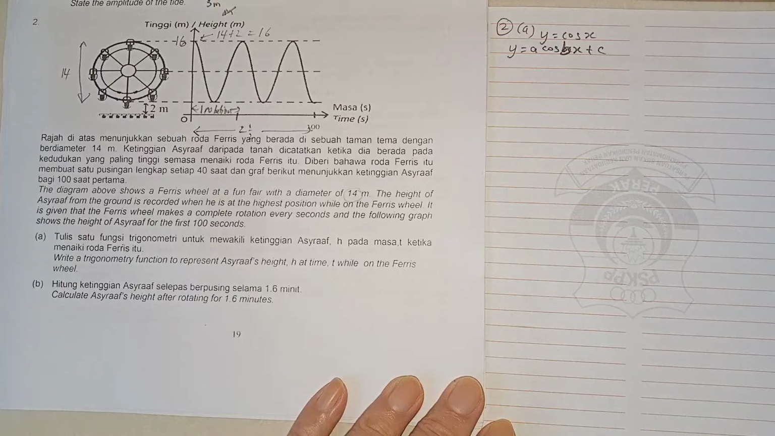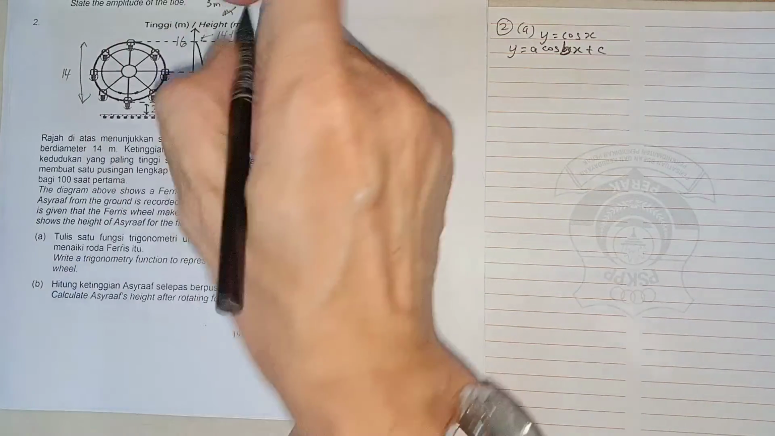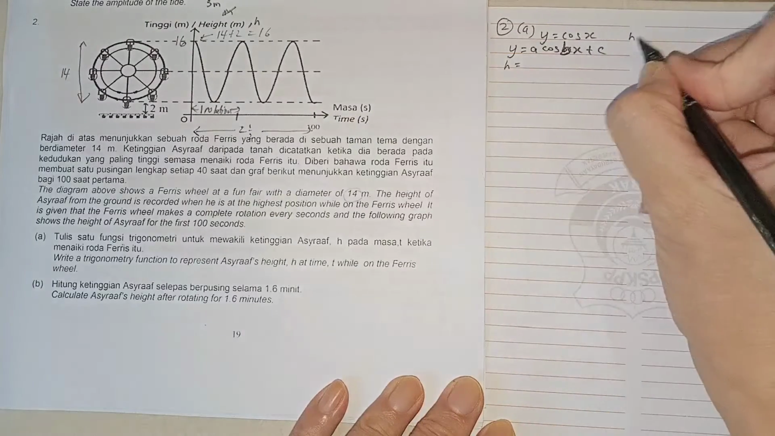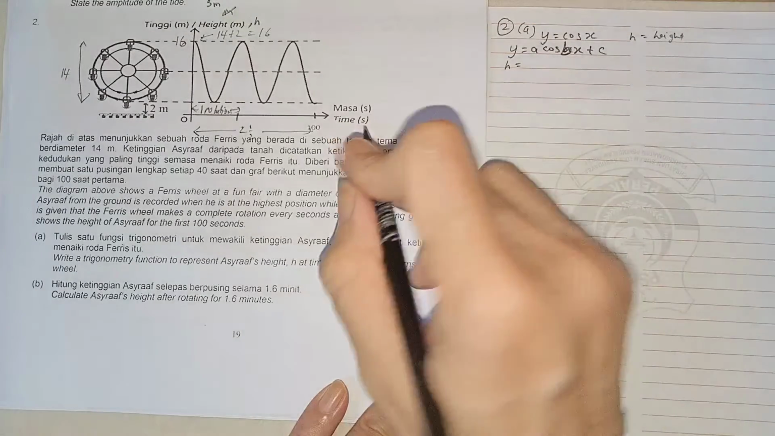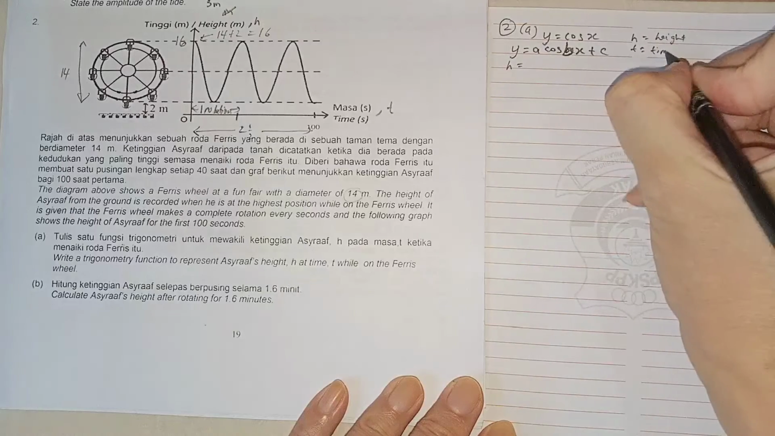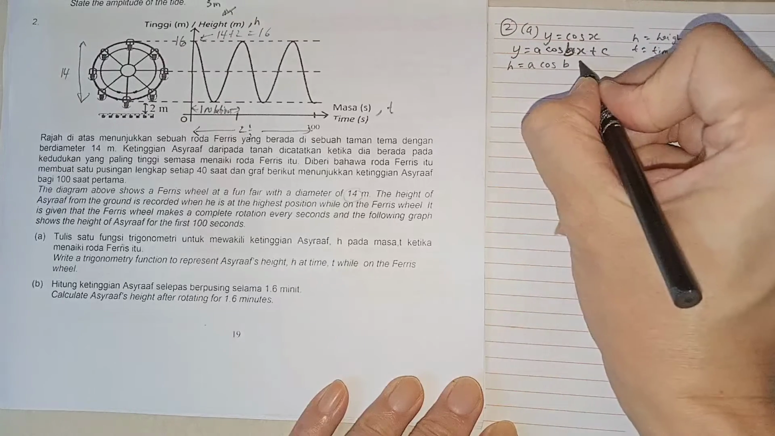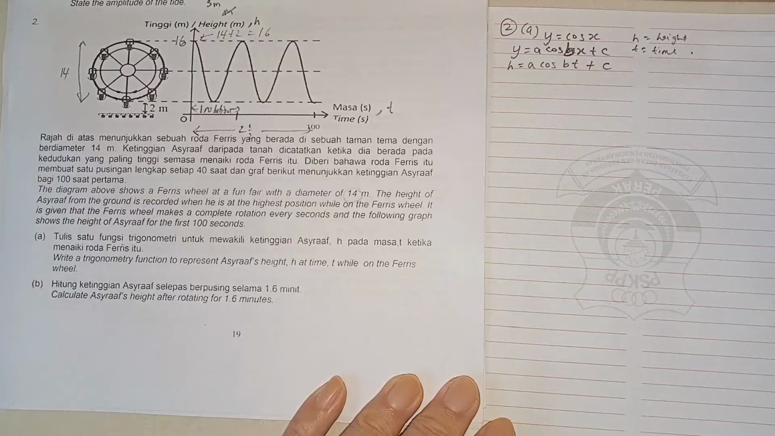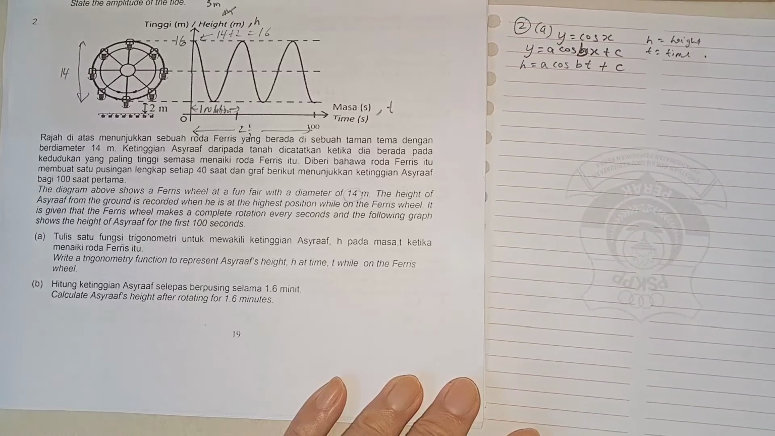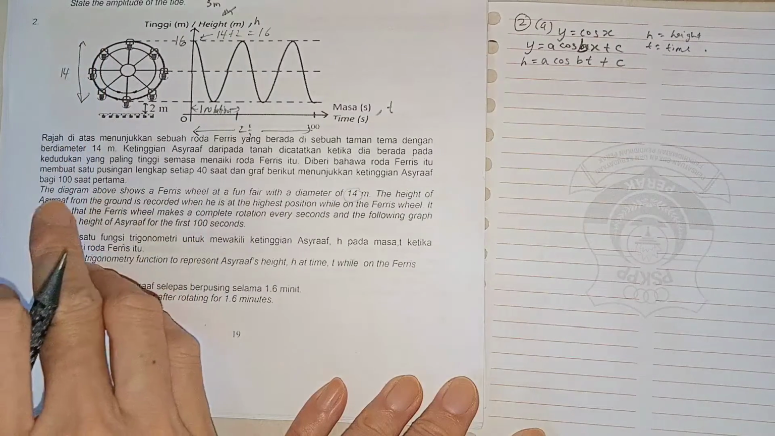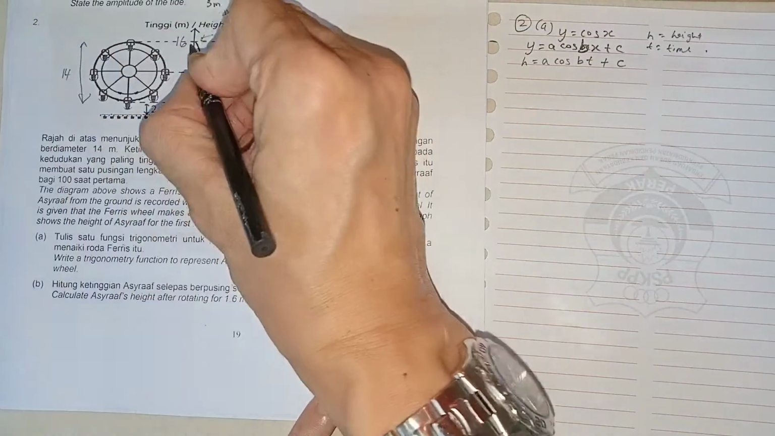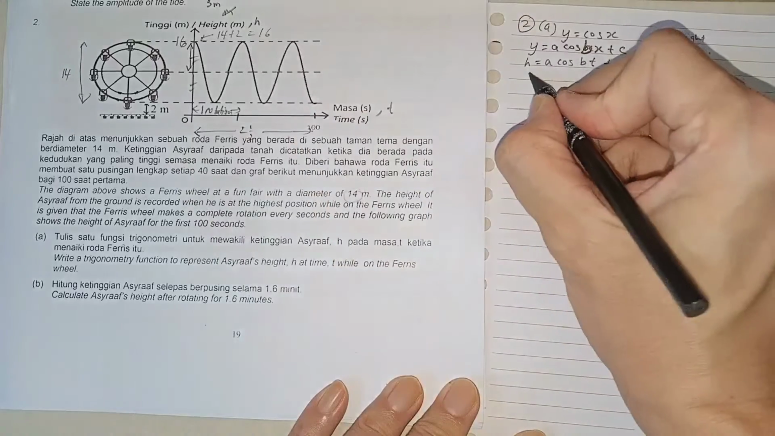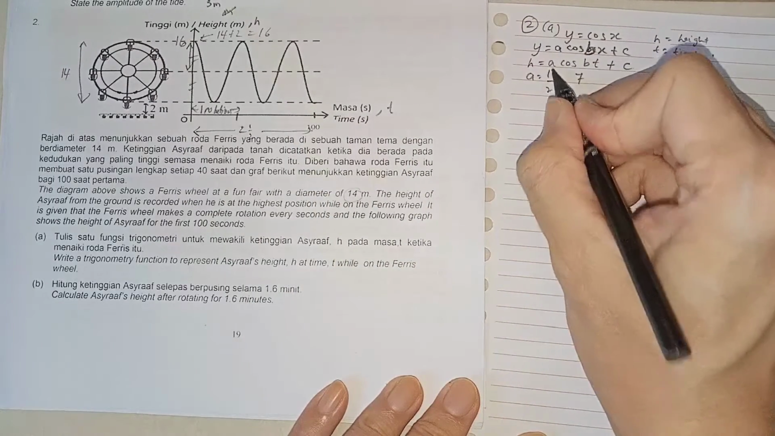Okay, let's say h is height, and t is time. So we have h equal to a cos(bt plus c). Want to find A now. A is amplitude, here to here. Here is 14. 14 divided by 2 because they are the same. So A equal to 14 divided by 2 is 7.